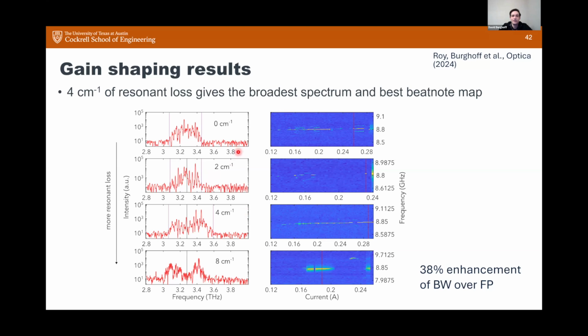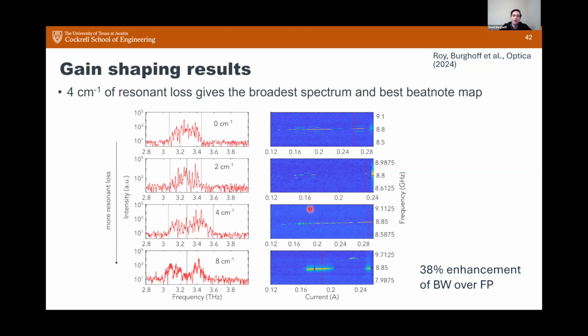In this plot, we are increasing the depth of the spectral hole. We get the best, flattest, most broadband spectrum when we add about 4 inverse centimeters of loss, which corresponds to about 6 to 10% of the actual peak gain. So not a lot of loss, a very small amount.